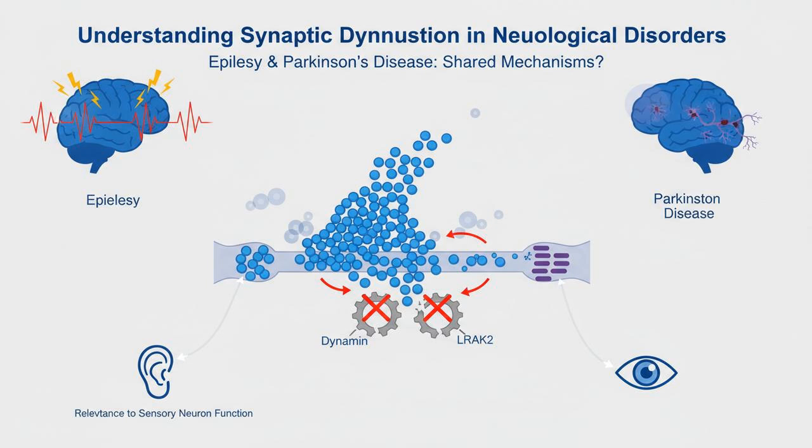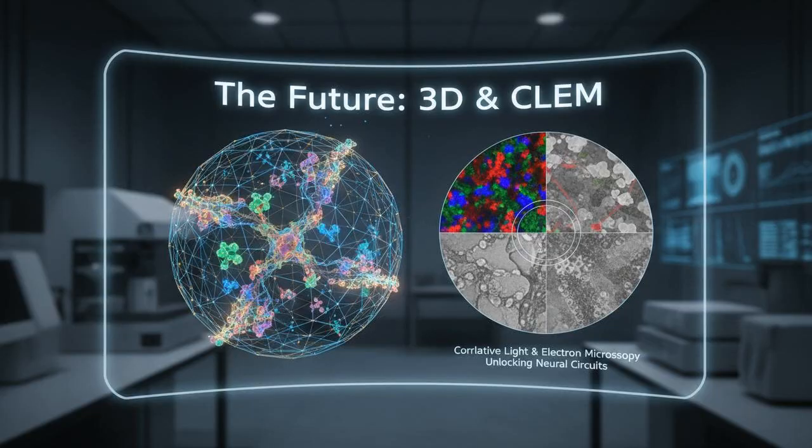It is also crucial for hearing and vision. Sensory neurons in the ears and eyes must fire continuously at incredible rates, up to 500 Hz. Zap-and-Freeze has revealed specialized ribbon synapses in these organs that use a unique variation of ultrafast recycling to handle this relentless throughput. Looking to the future, the field is moving from 2D snapshots to 3D movies.